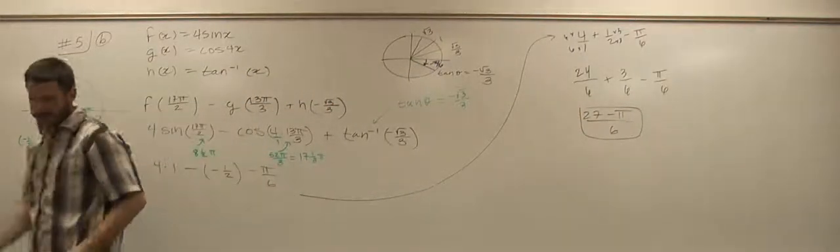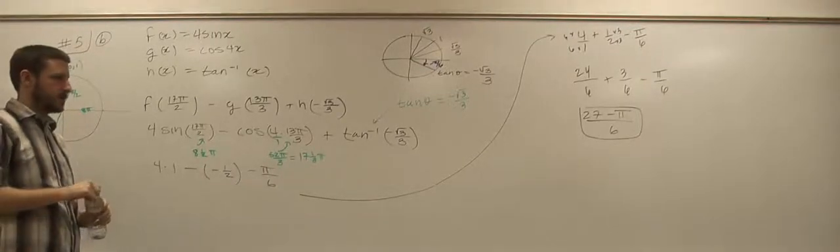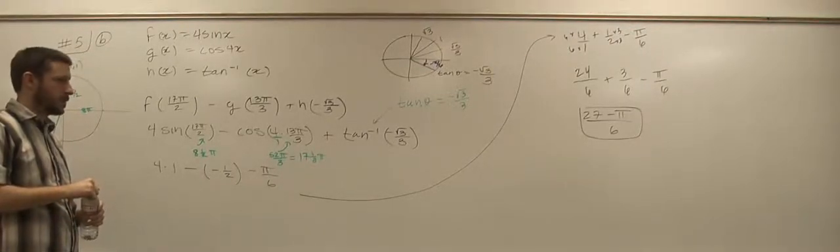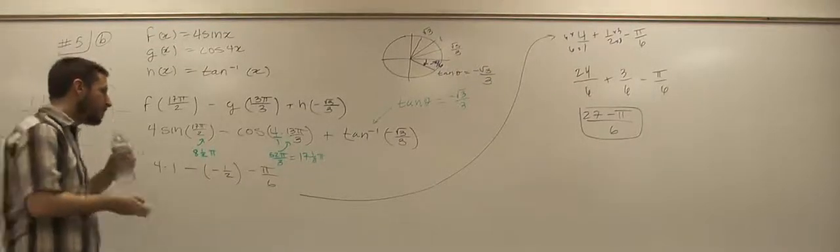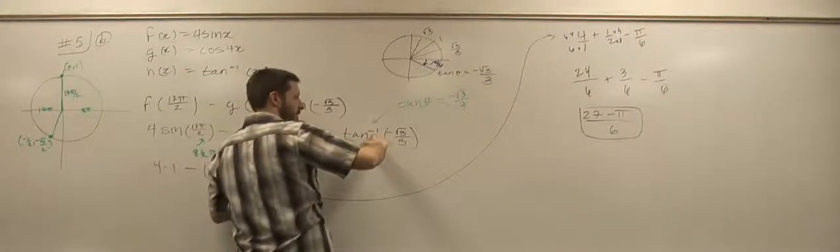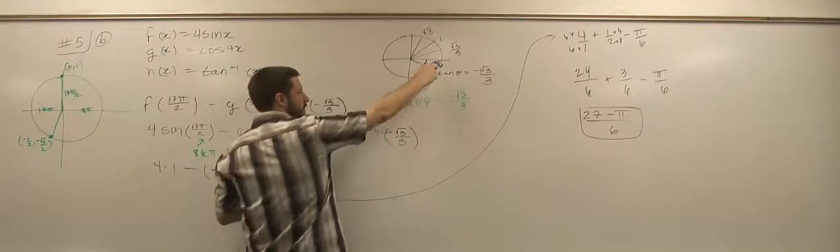I have a question. Yes? So when it's tangent inverse, we don't take the coordinate, we take the pi over 6? Right, when it says inverse here, you're always looking for an angle. An angle. Okay.